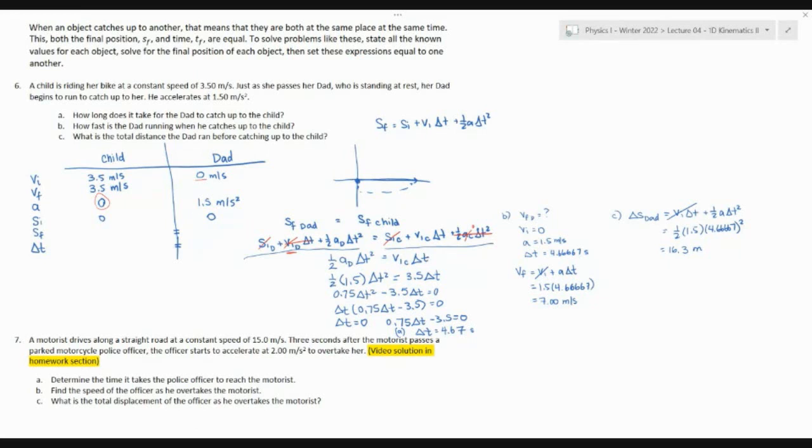Okay, so questions 7, 8, and 9 are very similar to this. I just wanted to give you more practice, and there's a video solution already posted in the homework section.